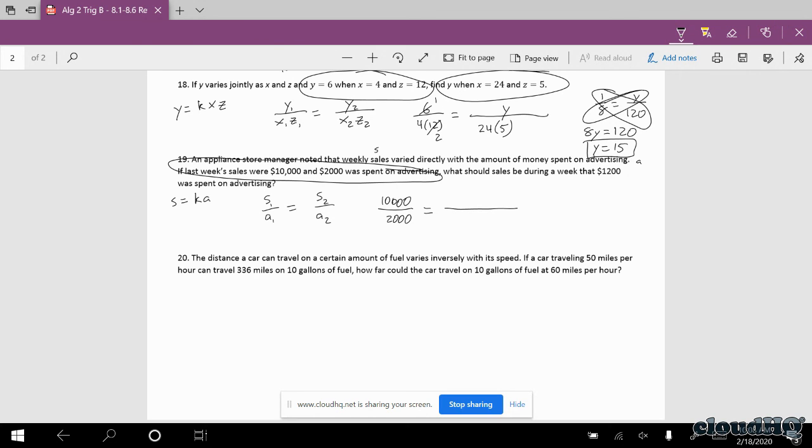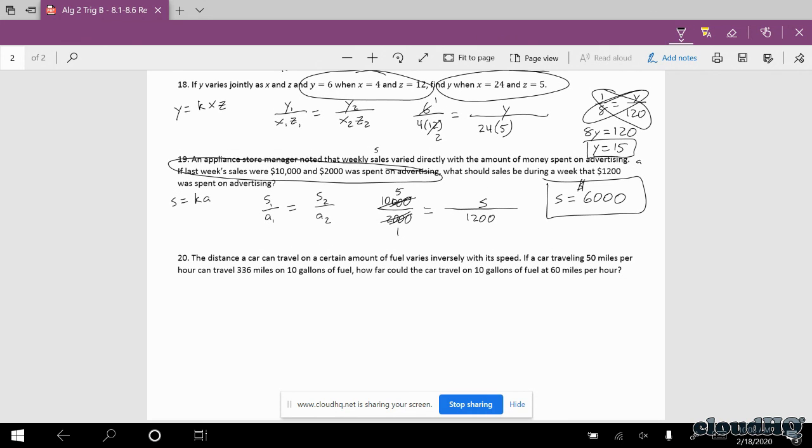What should be the sales during the week that 1,200 was spent on advertising? So first of all, strike 3 zeros from each of those. So we're looking at 10 over 2 is 5 over 1. Cross multiply. S is equal to 6,000. We would expect $6,000 in sales.